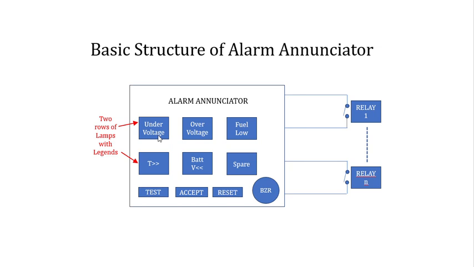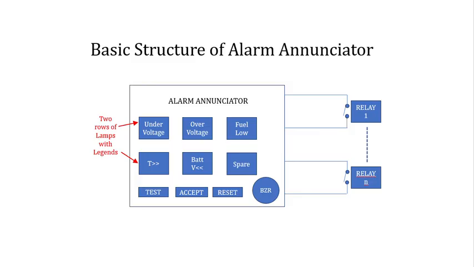Like over voltage, under voltage, fuel level, temperature, and so on. And an alarm annunciator is located in the control room. An operator sitting there gets to know if there is any problem with any equipment. In fact, when a lamp flashes, an alarm also goes up to attract the attention of the operator.